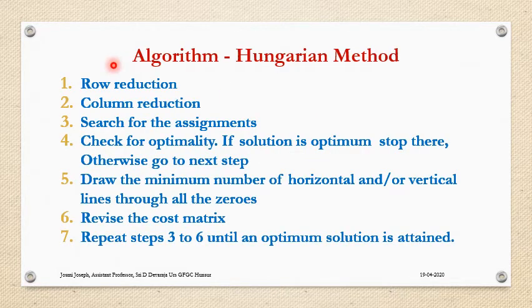Now let's revise the steps in the Hungarian method. Row reduction, column reduction, search for the assignments, check for optimality. If it is optimum, you stop; otherwise, we continue. Next, draw the minimum number of horizontal and vertical lines to cover all the zeros. Next, revise the cost matrix and repeat steps 3 to 6 until you get an optimal solution.